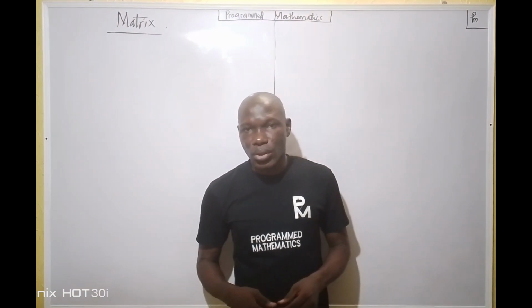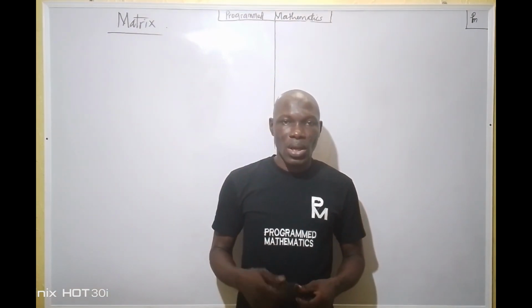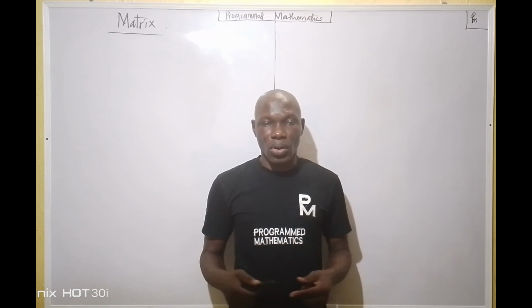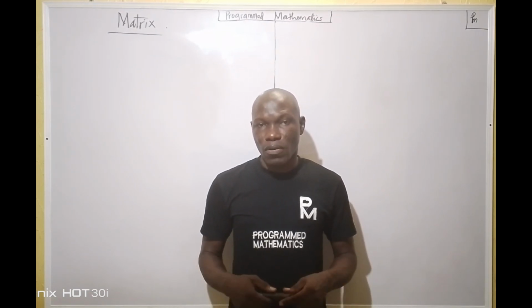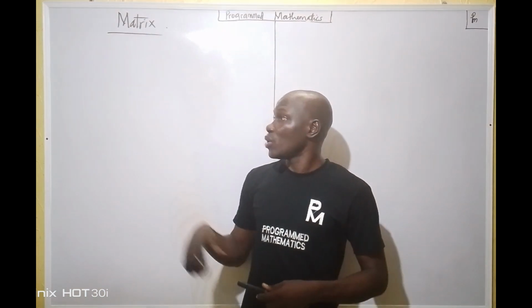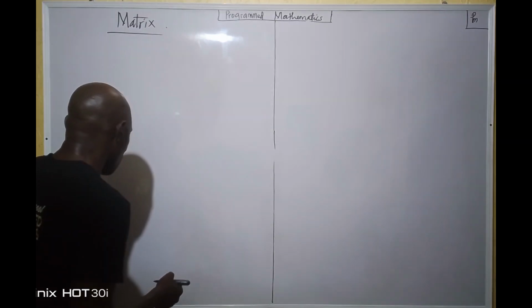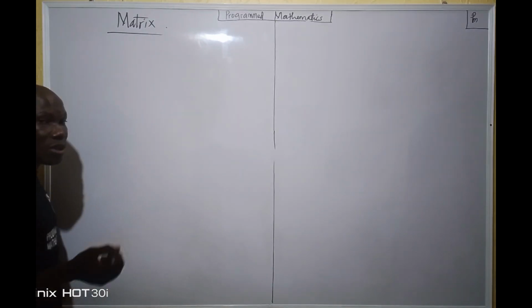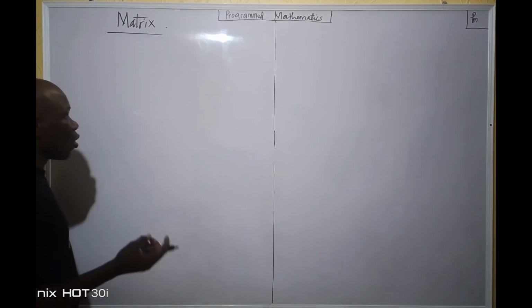In the previous video, I explained the definition of a matrix, elements of a matrix, the dimension of a matrix, or you call it the order of a matrix, and also transpose of a matrix, and some other types of matrices. So in this current video, we want to look at basic operations on matrices. When I say basic operations, I mean addition, subtraction, multiplication of matrices.